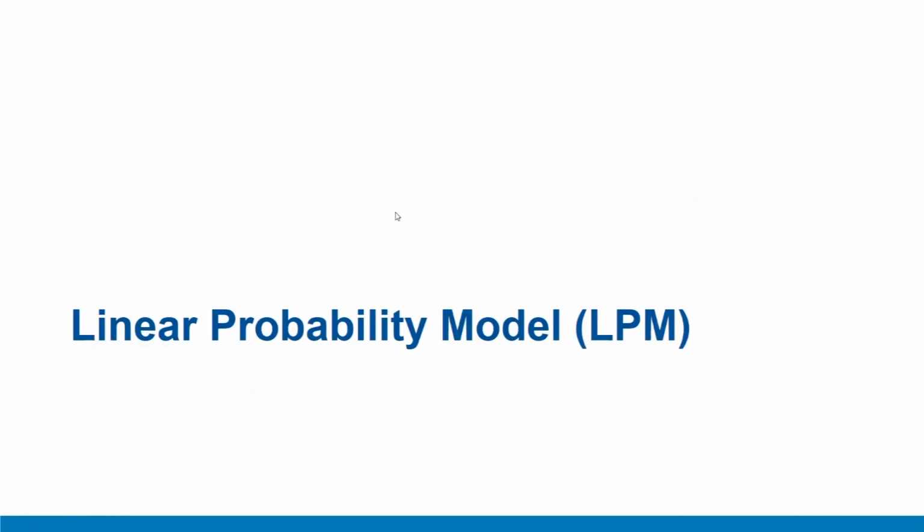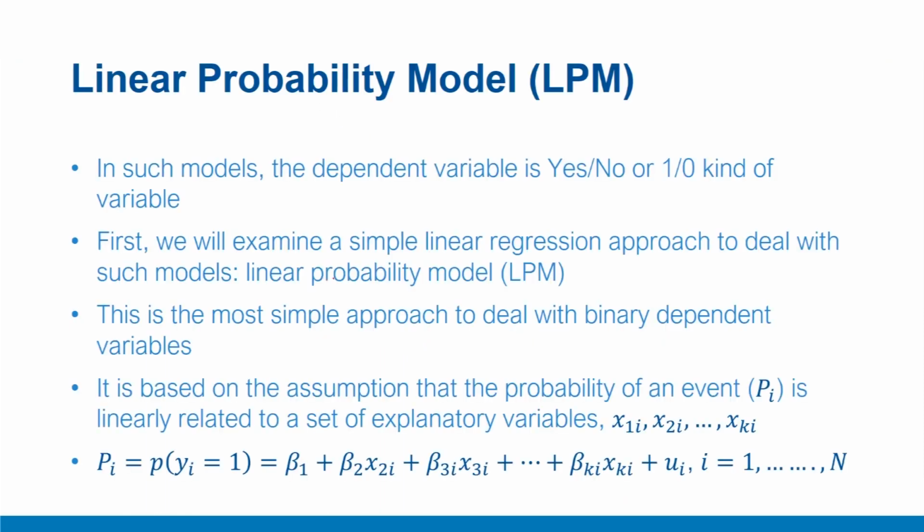In this video, we'll introduce a simple approach to modeling discrete choice variables or limited response variables, which is called linear probability modeling, LPM. Recall that regarding such limited dependent variable modeling, we said that the dependent variable is of the form of a yes/no or 1/0 kind of variable. We'll start by introducing the simple linear regression approach to deal with such models, and this simple linear regression approach in this context is called the linear probability model.